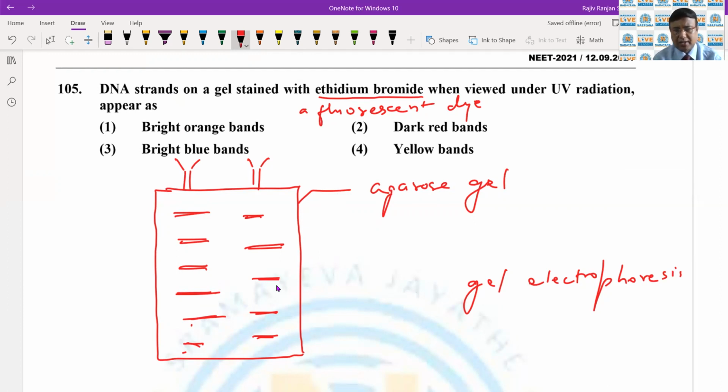So these bands are there according to their size. The agarose gel is treated with ethidium bromide, and when ultraviolet rays are incident and fall upon the agarose gel, these bands shine as bright orange bands, and even DNA can be extracted by locating those bands. So this staining is very useful in order to locate the DNA, and the DNA can be extracted from the agarose gel, a process that is called elution. Okay, so the correct option is 1. Bright orange bands. Let's now see question number 106.